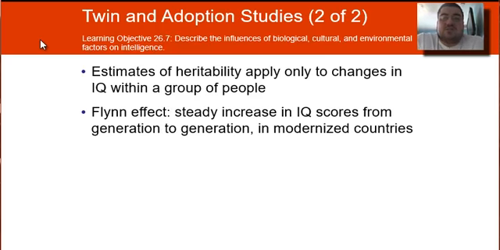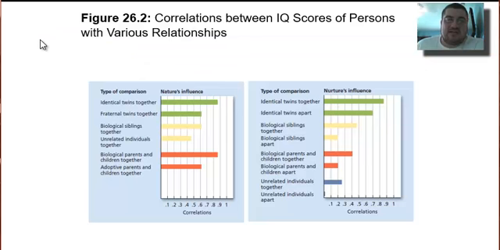Estimates of heritability apply only to changes in IQ within a group of people. So we can't basically generalize this to everybody. And then the Flynn effect, just so you know, is the steady increase in IQ scores from generation to generation. So the average IQ is always meant to be 100, but the average IQ score in 2015 is much higher than it would have been in 1915. We are smarter today as a people than people were in 1915.